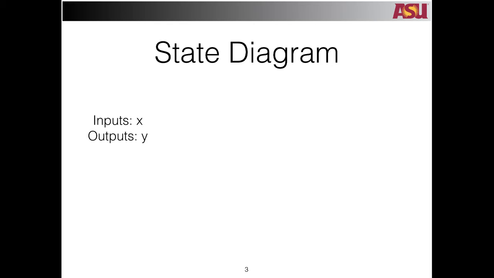The output in this case is Y. And you can imagine for this example that Y is connected to an LED. So as soon as the output Y is true or 1, the LED would light up, and if Y is false or 0, the LED would turn off.